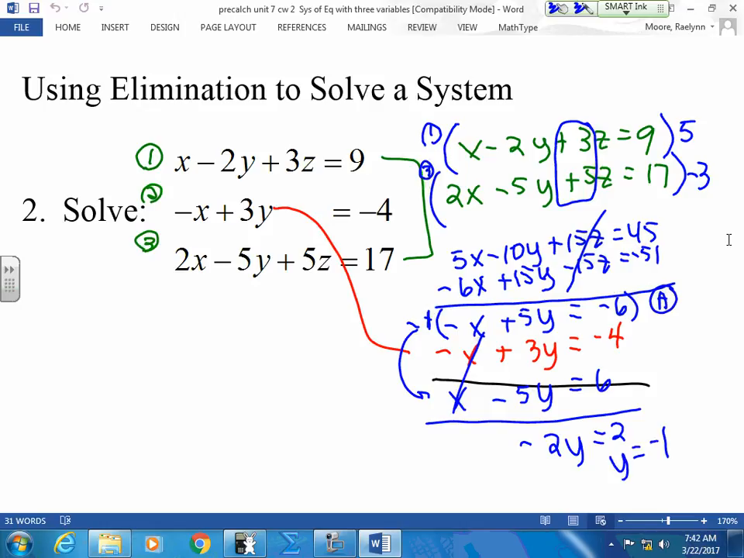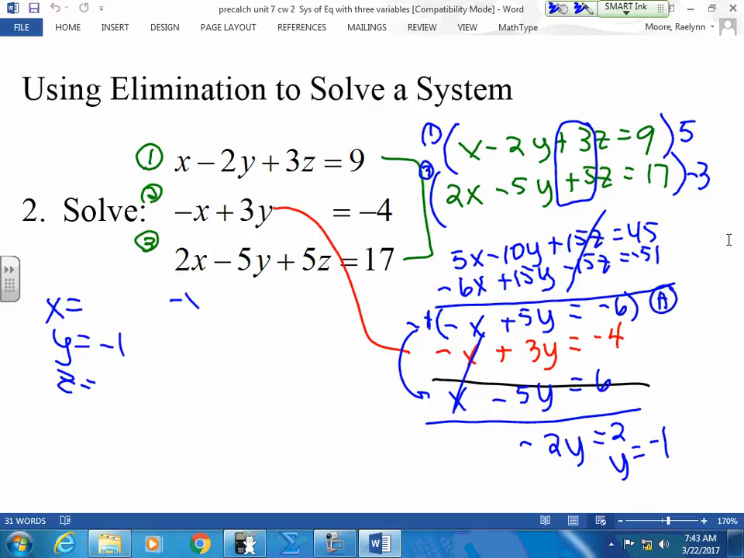Let me make a little box over here. So now what? Now what do I do? Where should I substitute that into? What's the best equation to substitute that into? The second one. You don't want to substitute it into the one that you changed unless you have to. And sometimes you will have to put it into your one that you changed, the A or the B. But in this case, this one's already here.